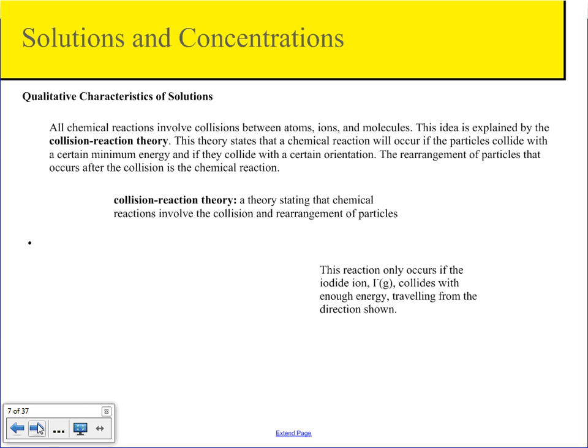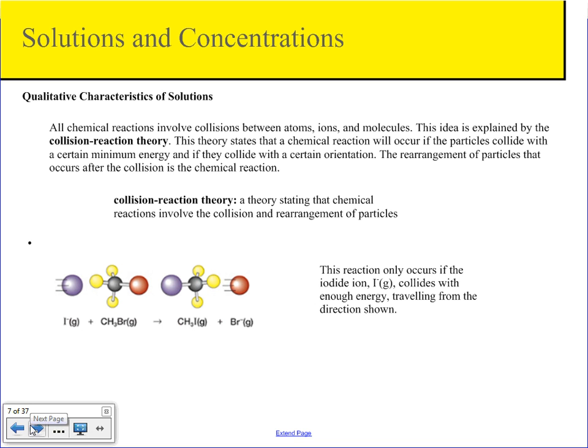So collision reaction theory states that chemical reactions involve the collision and rearrangement of particles, as shown here. The iodide ion comes in and reacts with this molecule. This molecule now contains the ion and is bringing out the bromine. So this reaction only occurs if the iodide ion collides with enough energy, traveling from this particular direction. It would not occur if it happened in the other orientation.